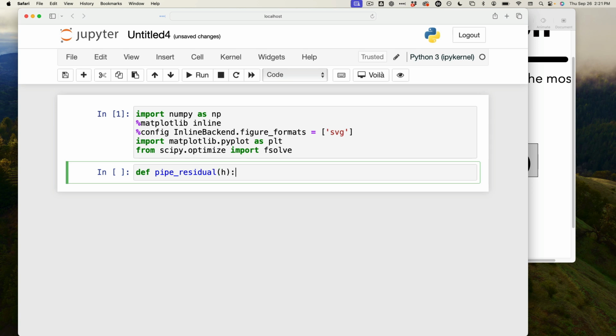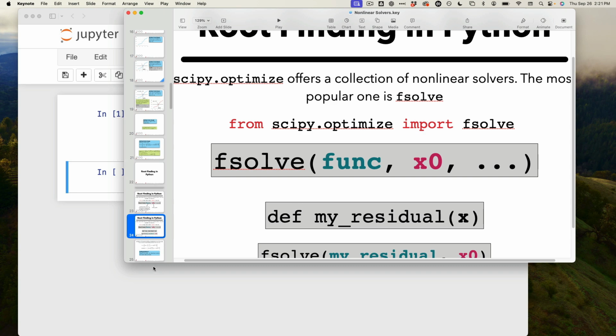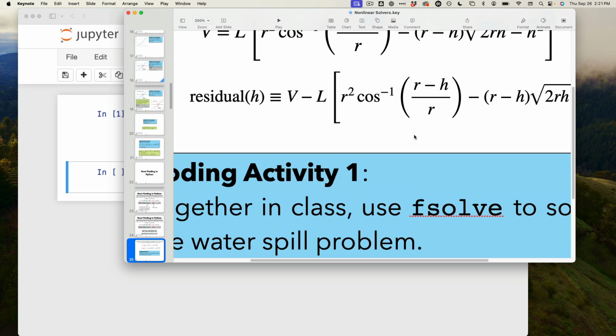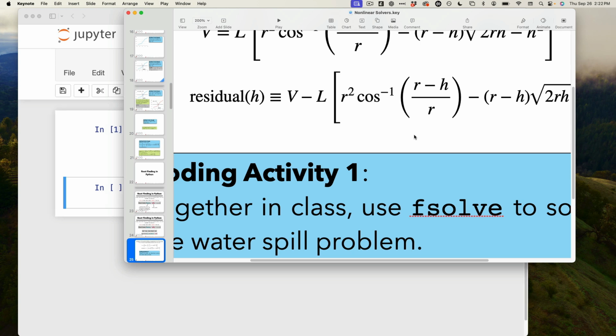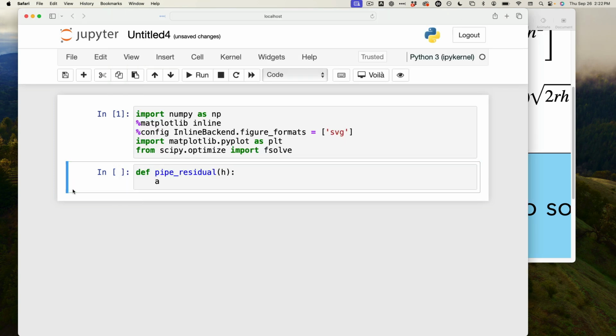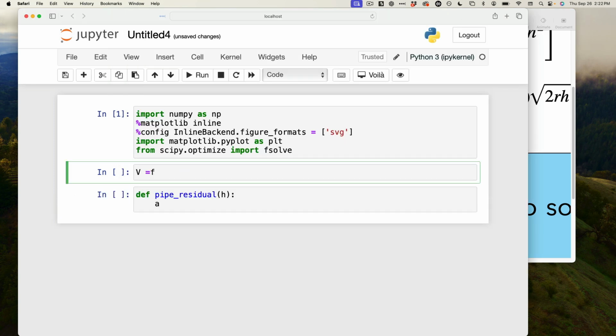Okay, however, I still have a bunch of parameters v, l, and r, and I'm going to assume that those are going to be provided globally. So I'm not going to pass them to the residual routine. I'll teach you a way to do it later, but I'm going to assume that v, l, and r are given to us globally. They're visible everywhere in the notebook. Okay, so what that means is I can define them here. V is equal to 98.4 cubic meters, right?